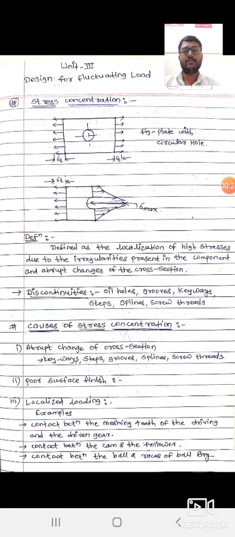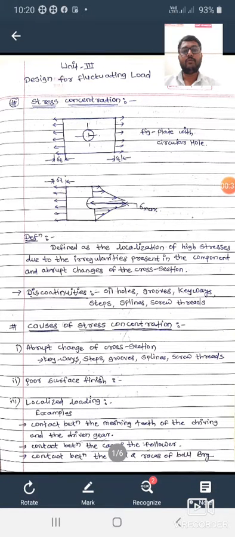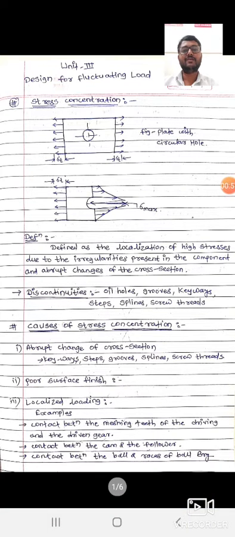It is defined as the localization of high stresses due to the irregularities present in the component and abrupt change of cross section. The irregular shapes means what? There are some discontinuities present in the plate or in the component, such as oil holes, grooves, keyways, steps, splines and screw threads. These are the discontinuities present in the component due to which stress concentration occurs.